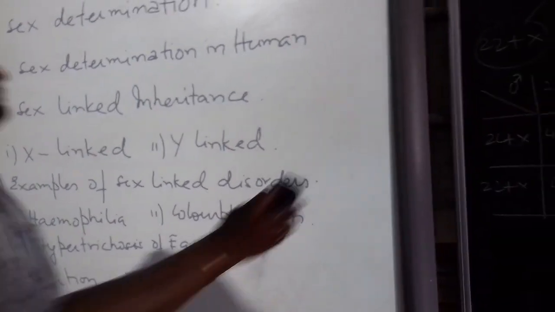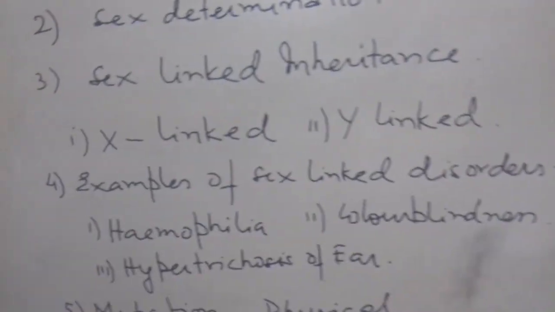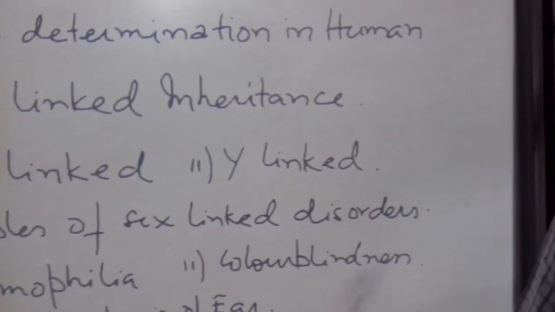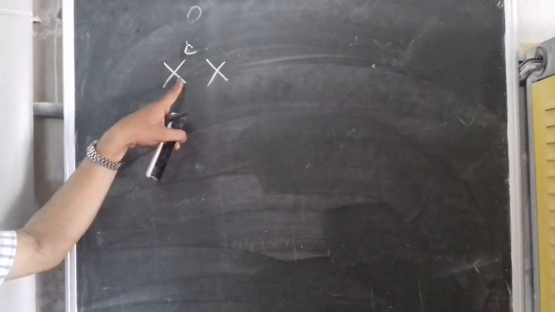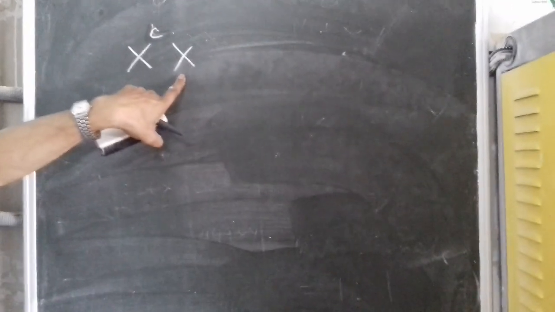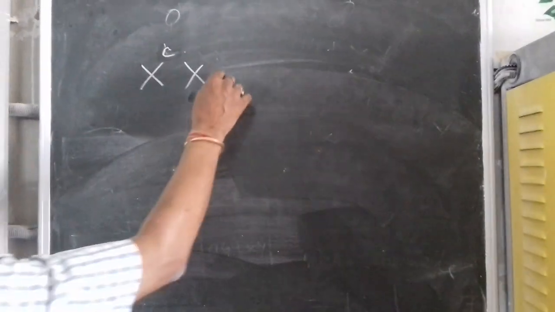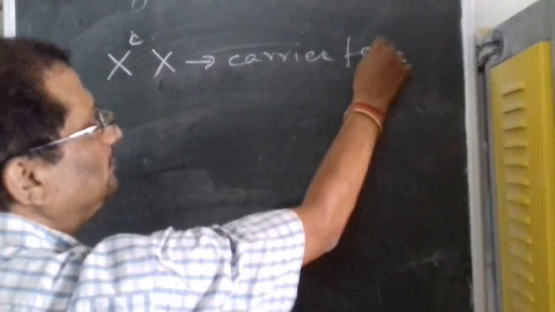Now let us see, suppose if the mother is possessing a colorblind gene on the X chromosome, because it is X-linked, it will be always on the X chromosome, and the other X chromosome is normal. So we say this is a carrier female.